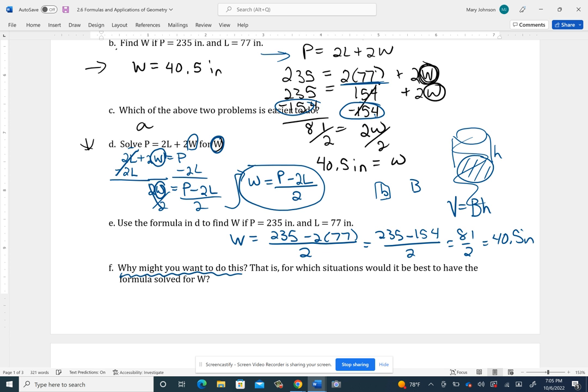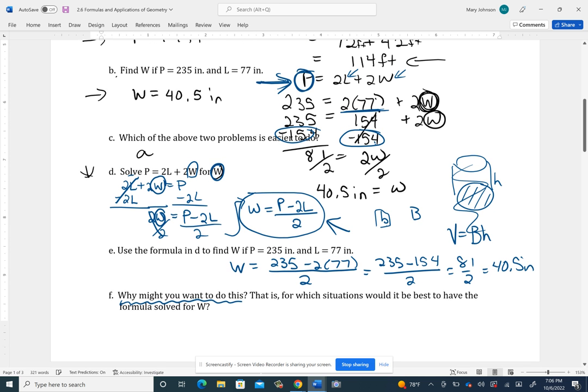This is what we do a lot of times in physics and in some of our science classes. I don't want to have to memorize 2 formulas. I don't want to have to memorize this formula and this one. But one of them is better. Like the P formula here is better when you know L and you know W, right? So the P formula is better.